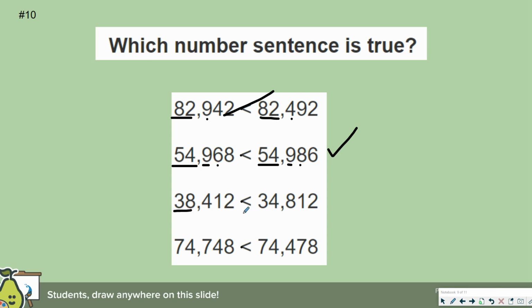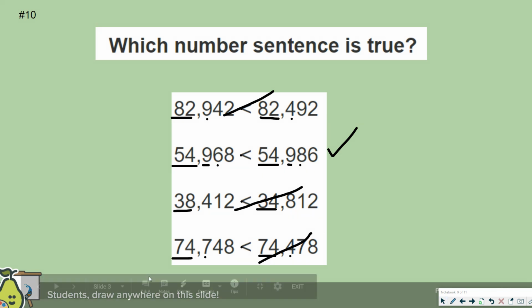I'm comparing the 38 to the 34. Is 38 less than 34? No. So that's why that's wrong. Here I'm comparing my 74s. Those are the same, 74,000. So I'm comparing my hundreds, 700 to 400. 7 is not less than 4. So that one is wrong. This is the only one that made sense.